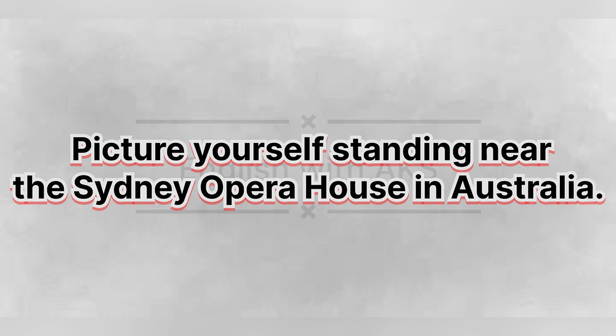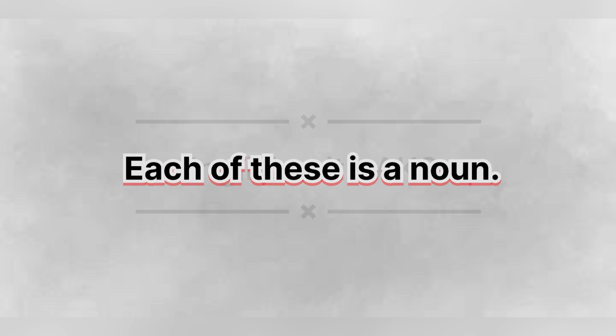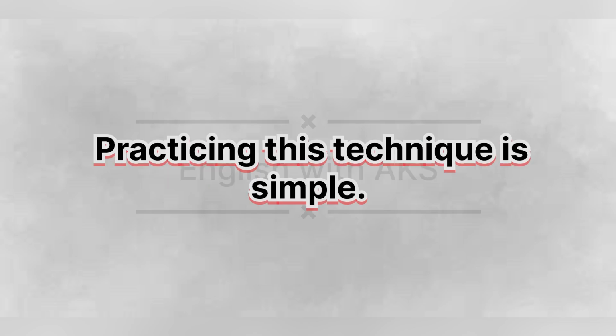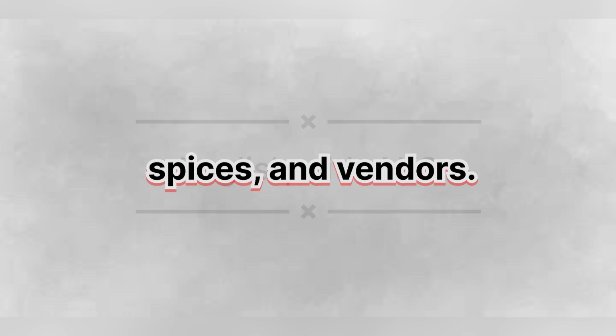Let's explore this with an example. Picture yourself standing near the Sydney Opera House in Australia. As you look around, you notice the building, harbor, tourists, boat, and seagulls. Each of these is a noun. Practicing this technique is simple. You can do it anywhere. For example, at a market in Delhi, India, you might spot fruits, vegetables, spices, and vendors.